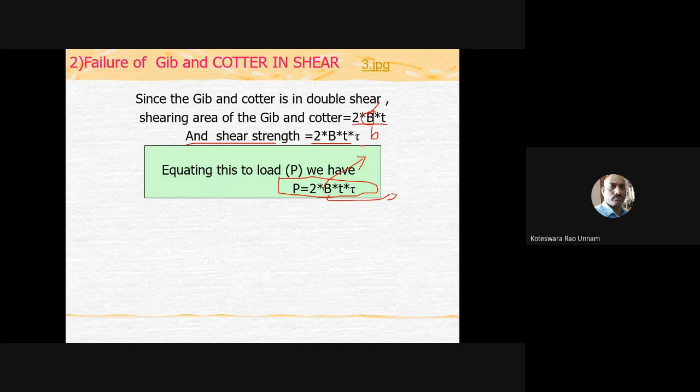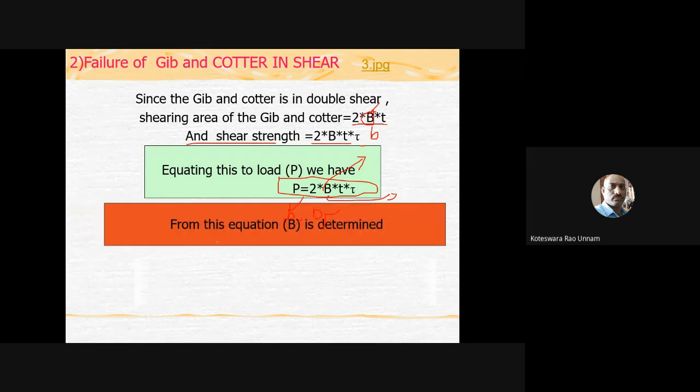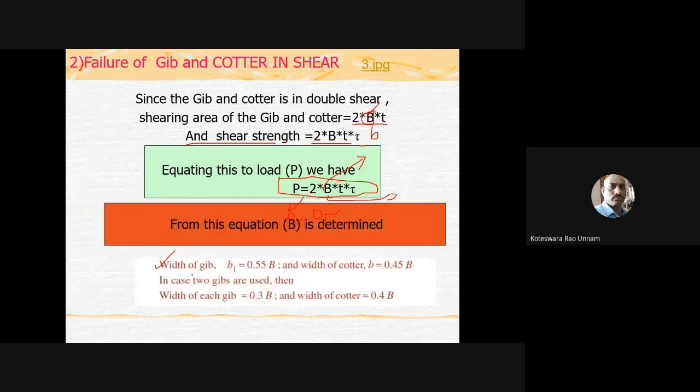Once you got this B value, there is an empirical relation between this B and small b and b1, where small b is the width of the cotter and b1 is the width of the jib. So these are the empirical relations. The width of the jib b1 is taken as 0.55 capital B, and the width of the cotter is 0.45 B. If you add these two, you should get B. b1 plus b should be equal to capital B.